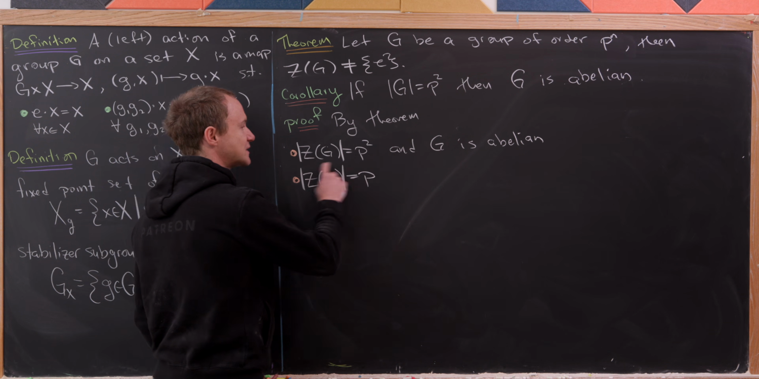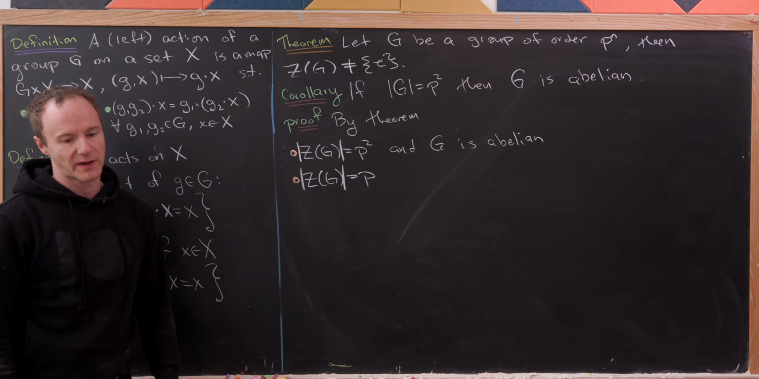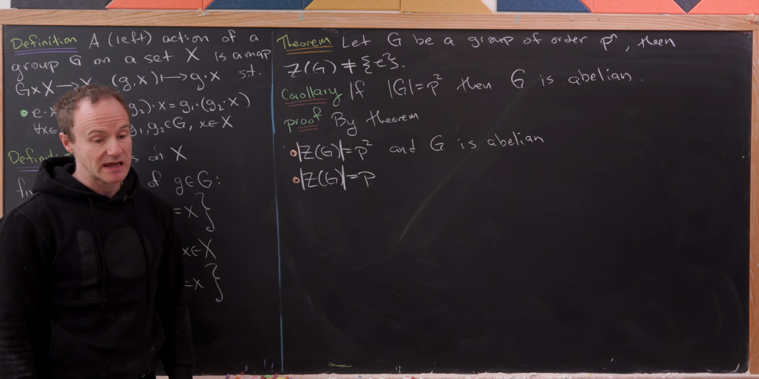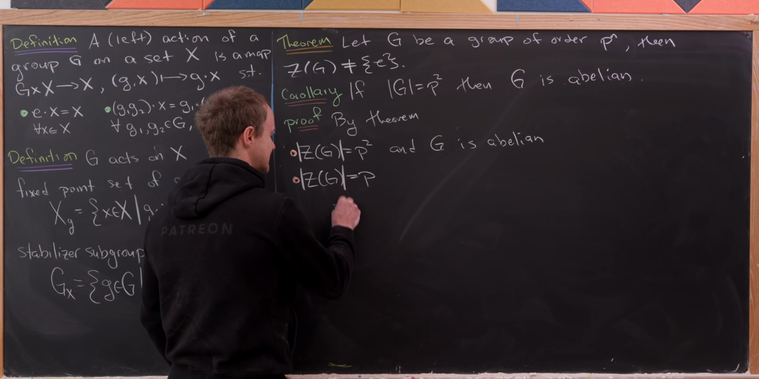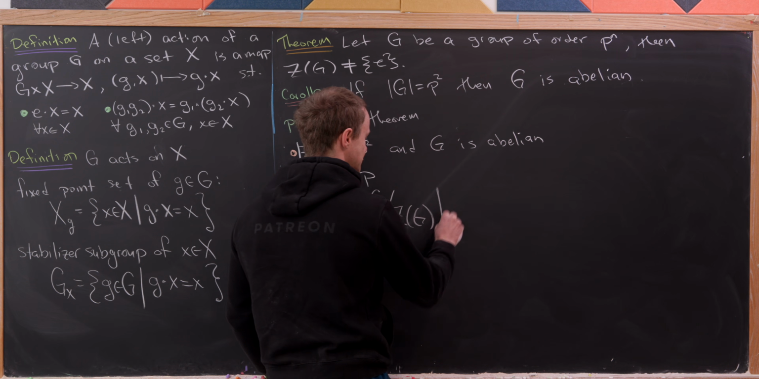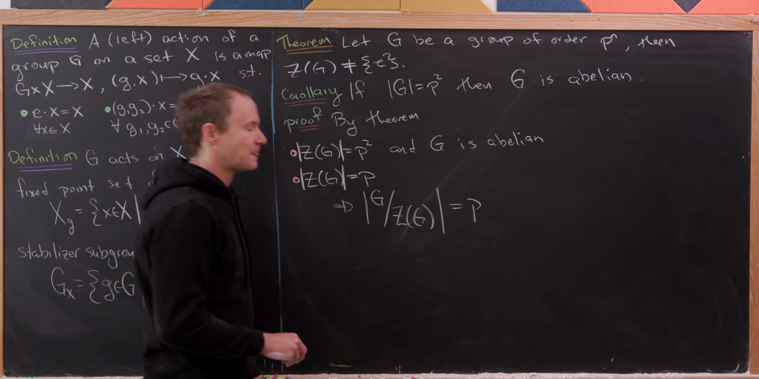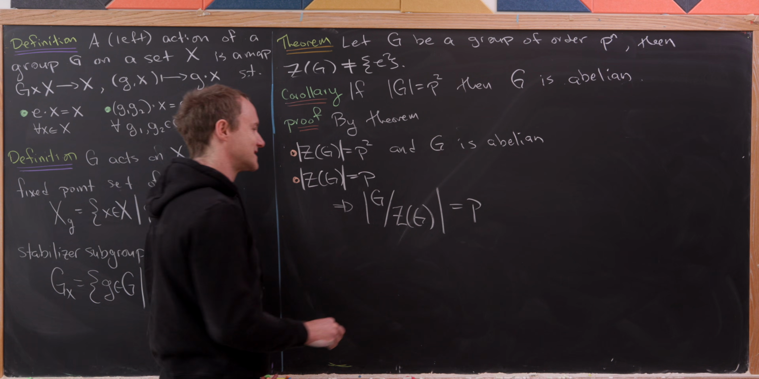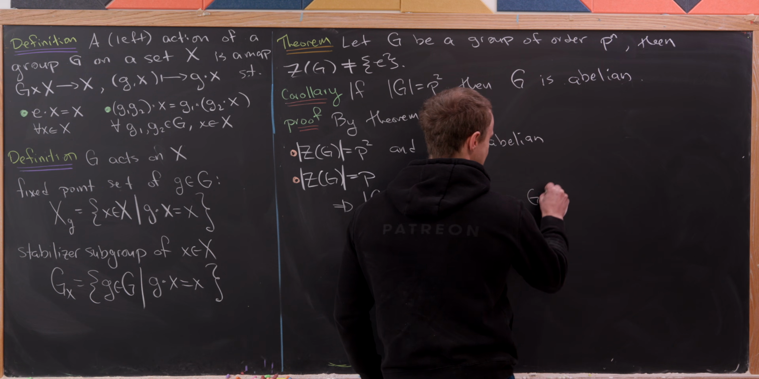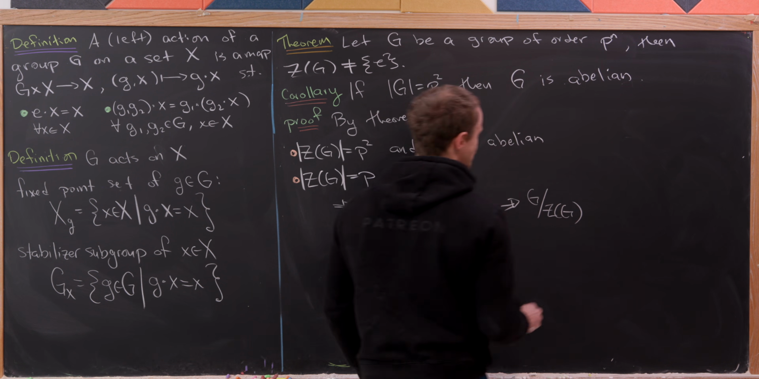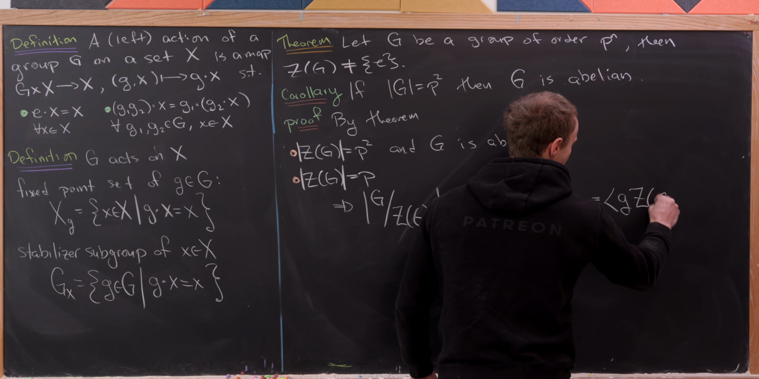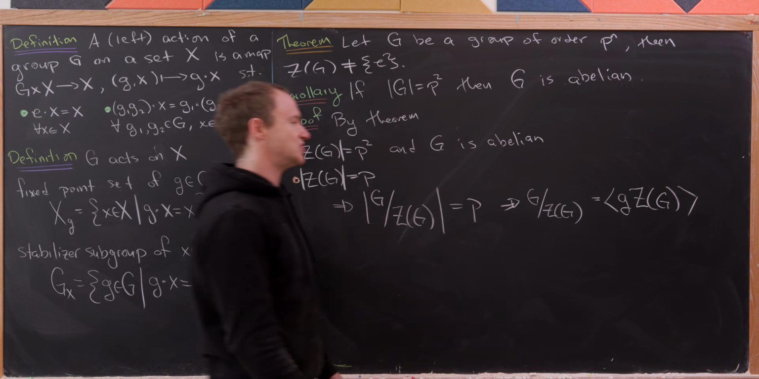Now, if it's size p squared, then the center is the whole group and we have an abelian group. Now, if the center has size p, then what does that tell us? That tells us that the quotient group G mod the center has order p. But then all groups of order p are cyclic. That's a result that is pretty standard. So that means that this quotient group, G mod Z(G), is cyclic, maybe we'll write it as cyclic generated by the coset gZ(G).